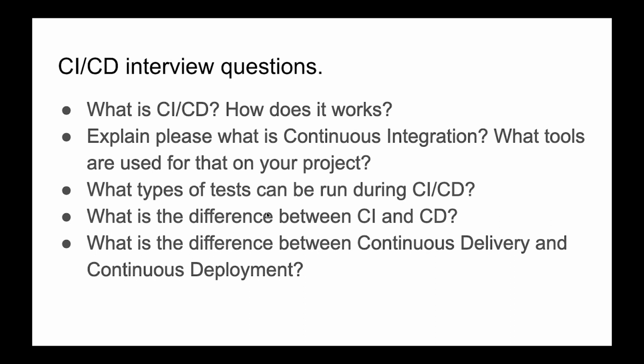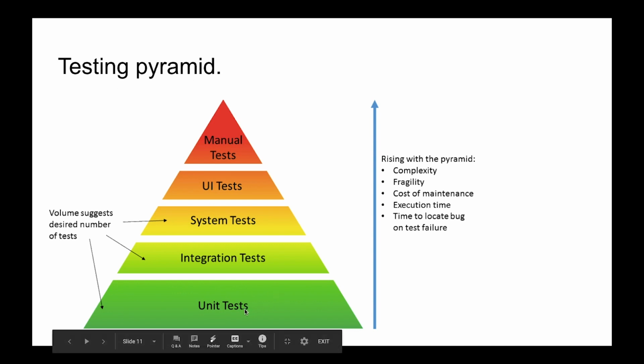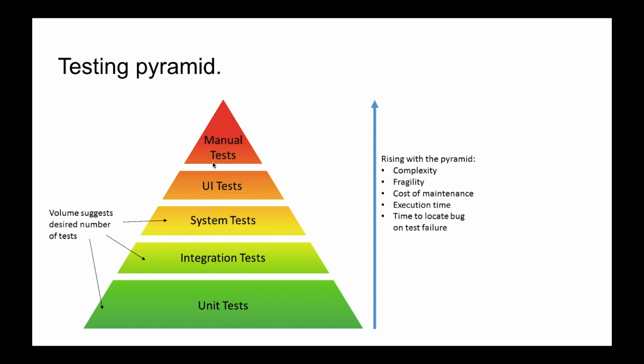The next question is about types of tests we can run during CI/CD steps. So first of all, you can mention what types of tests there are. Here we can tell about the testing pyramid and what tests there are. It might be unit tests, integration, system, UI, and manual tests. And here we can differentiate which of these tests we can run on continuous integration steps and which of these tests can be run on the continuous delivery step.